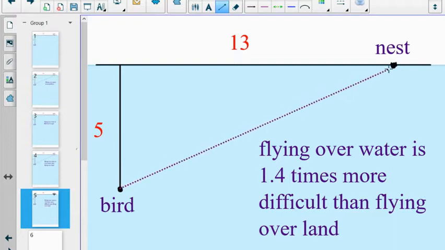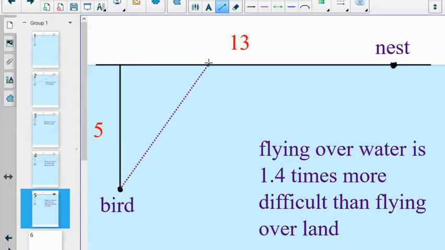I'm not going to fly straight this way because then I'm spending a lot of energy flying over water, which is apparently difficult. But I'm not going to go straight to the shoreline because then I'm flying quite a bit longer distance. So my answer is going to be somewhere in between. I'm going to find some point somewhere on that shore, head toward that, and then I'm flying just a little bit longer than the straight line, but I'm also not spending too much time flying over the water. Where is the sweet spot? That's what this question is asking.